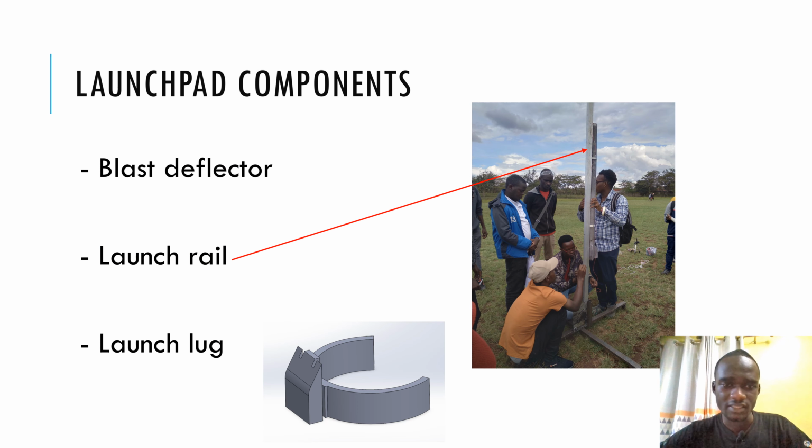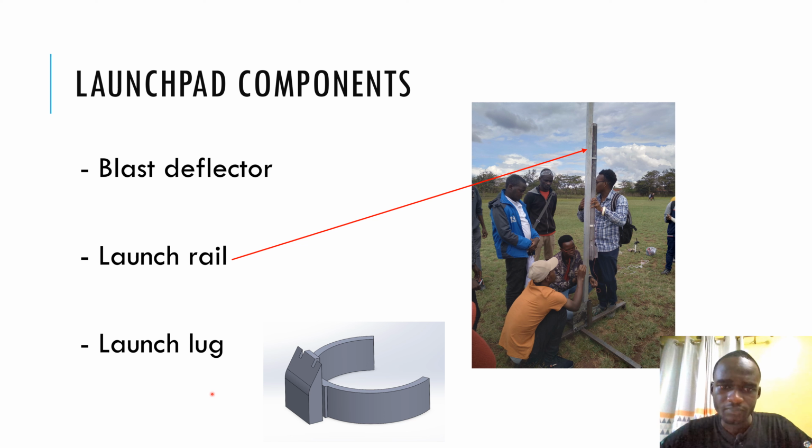So the launchpad has three basic components. The main one being the launch rail and the base. Then we have the launch lug and the blast deflector. So I can take you through the three briefly.